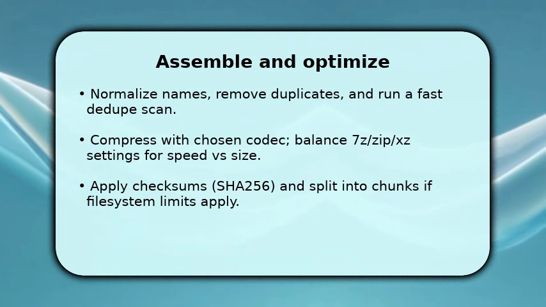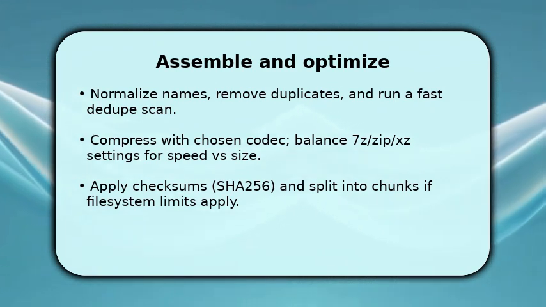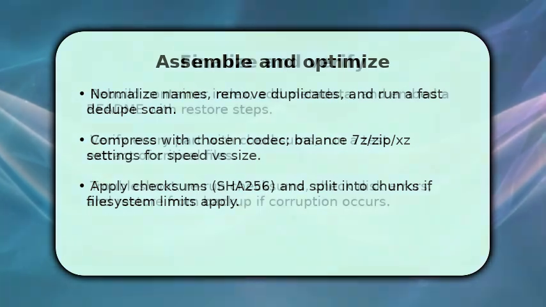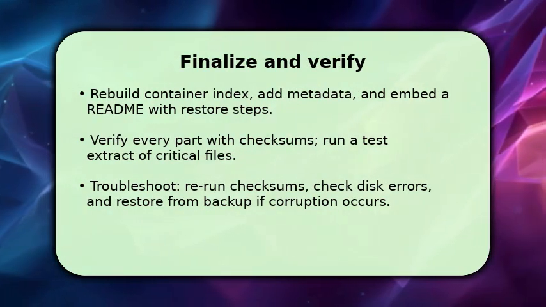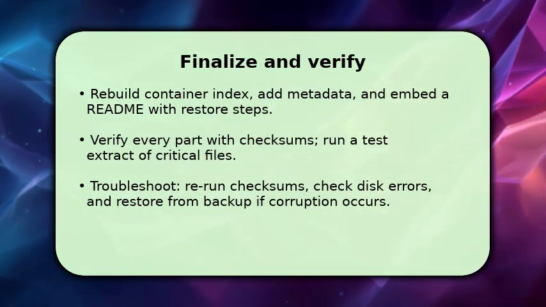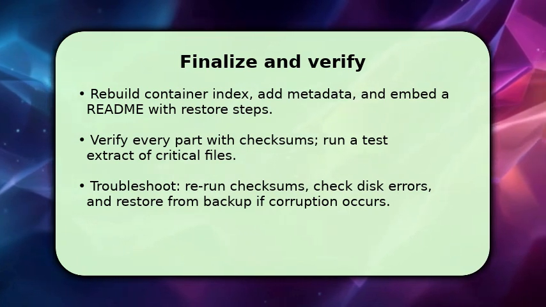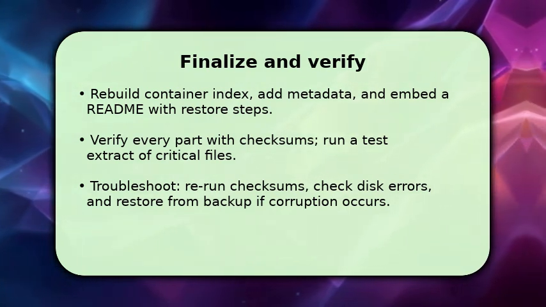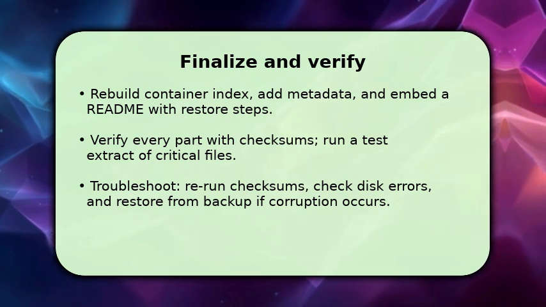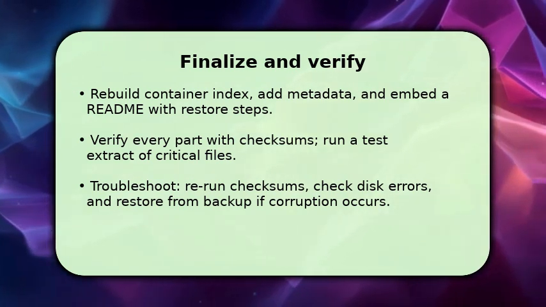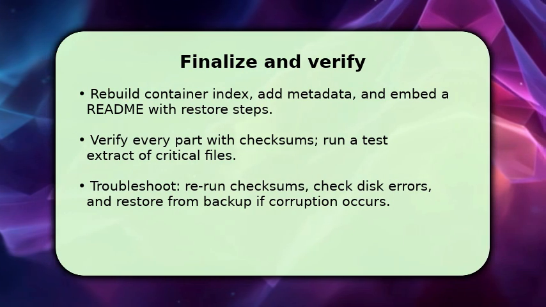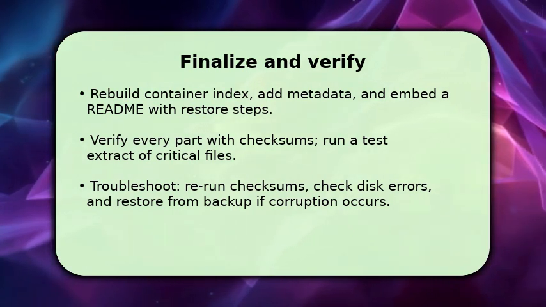Finish by rebuilding any archive index and embedding metadata so you or others can restore content without guesswork. You must verify integrity. Run SHA-256 checks on each chunk, then perform a test extract of several important files to confirm readability. Once verification passes, delete temporary working files if desired and move the mega file to its final location.